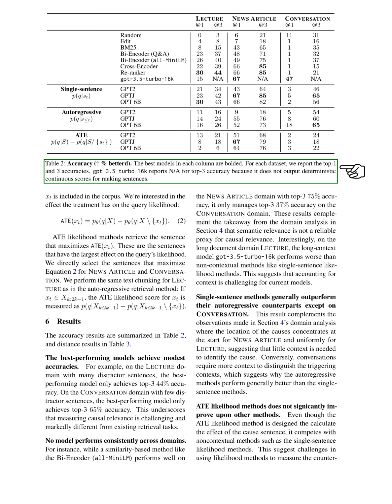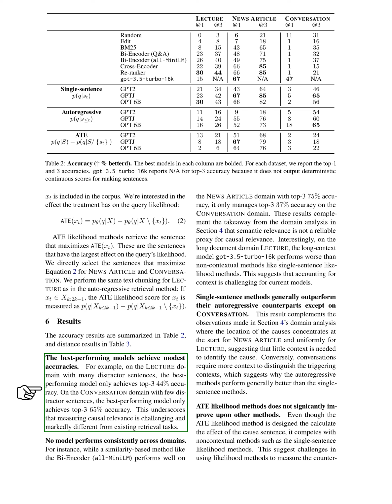Our results, summarized in tables, show that the best-performing models achieve modest accuracies. For example, in the lecture domain, which contains many distractor sentences, the top model achieves only a 44% accuracy for the top-3 sentences. In the conversation domain, with fewer distractors, the top model reaches a 65% accuracy for the top-3 sentences. These findings highlight the difficulty of measuring causal relevance, which is quite different from traditional retrieval tasks.